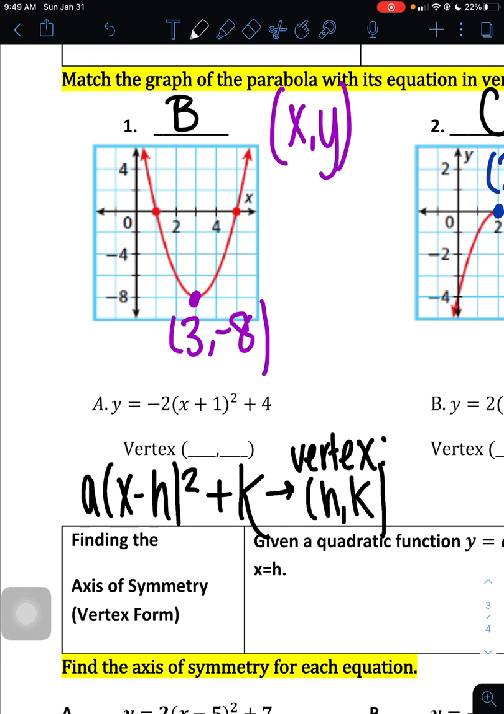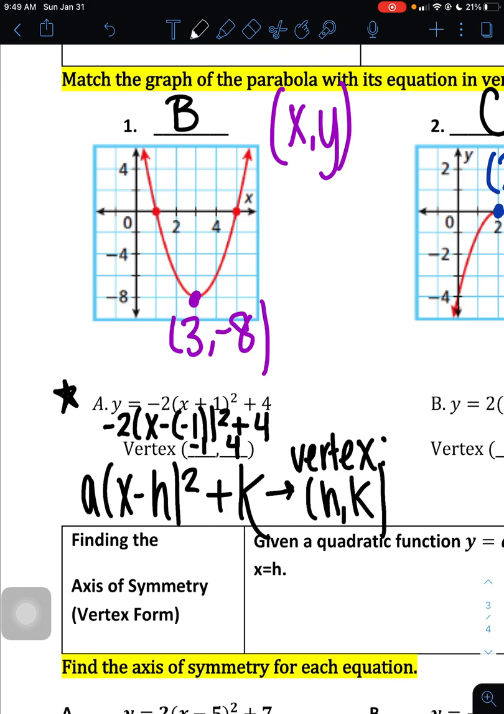So notice in this first equation here, I have a plus 1. That isn't the form. So I need to write this equation out with a minus in it so I can clearly see what that vertex is. If I were to rewrite this, I would say negative 2(x minus negative 1) squared plus 4. And these are equivalent expressions. Now I can clearly see what the vertex is. It's going to be negative 1 comma 4.